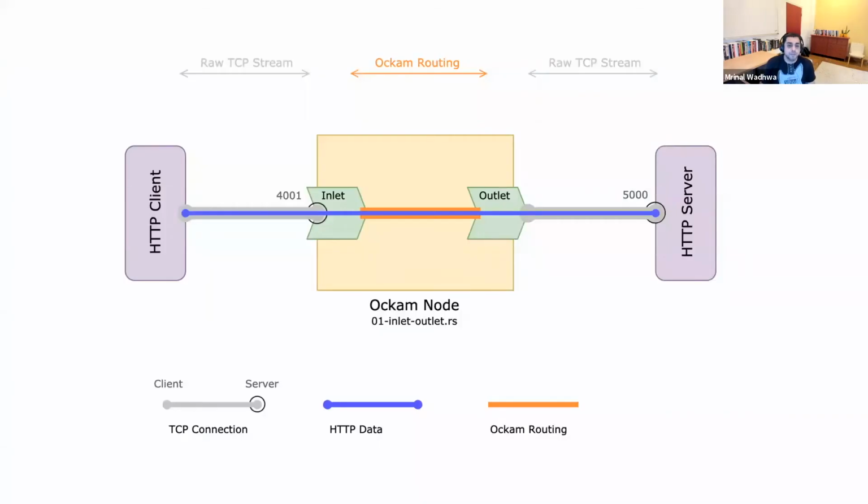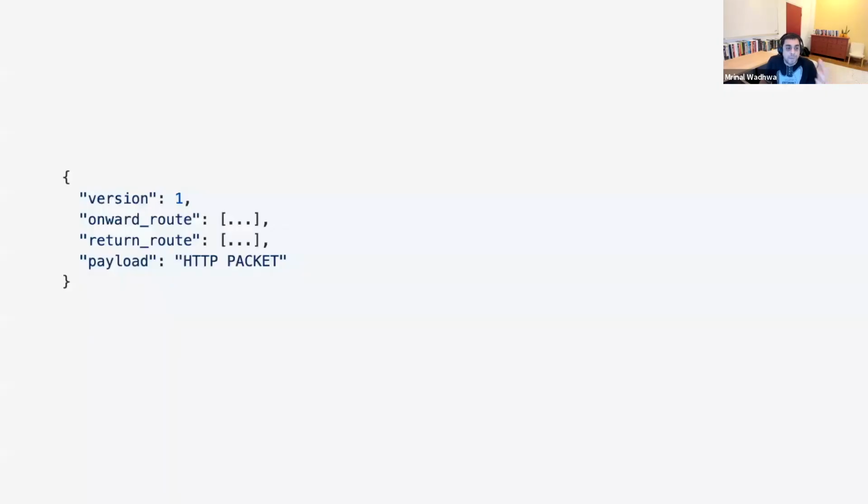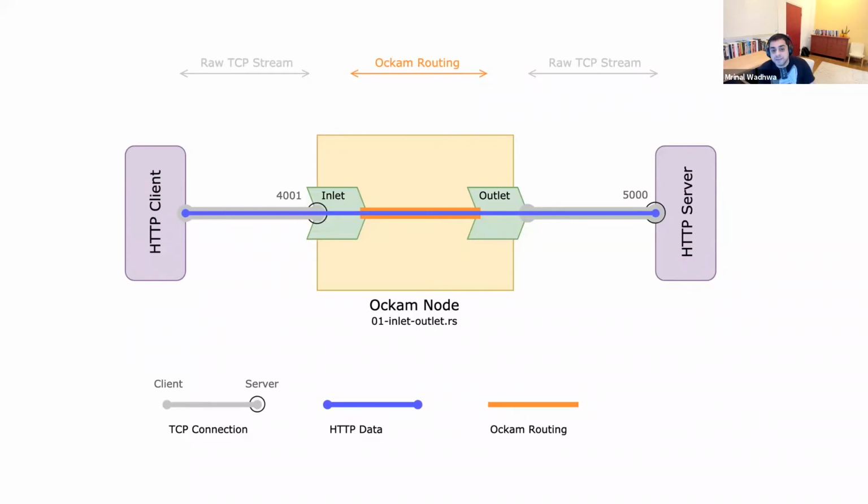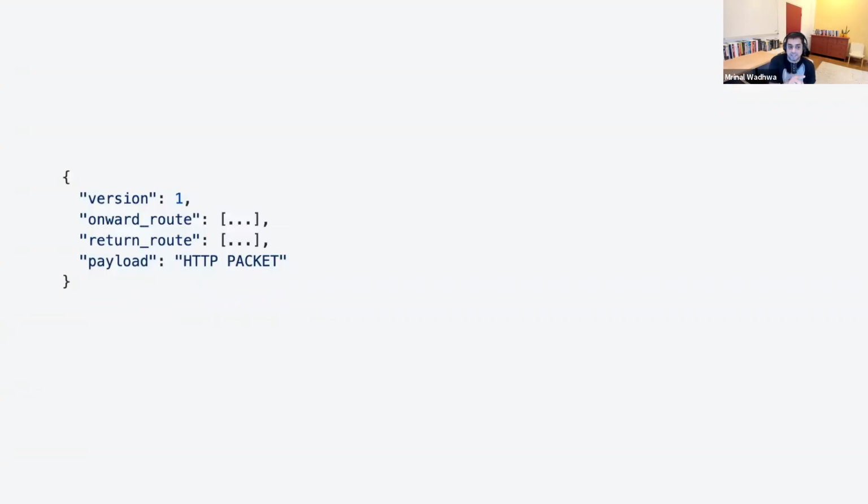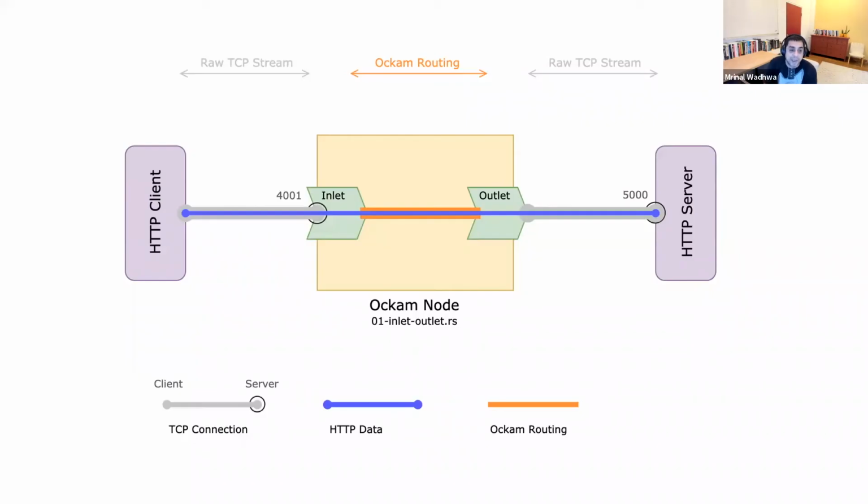So this is where I want to introduce another useful building block abstraction, which is this idea of an inlet. An inlet turns raw data into an Ockam routing message. So that green box, the inlet, takes a raw HTTP packet and turns it into a message that looks like this. An outlet, that second green little arrow shape, takes an Ockam routing message that looks like this and turns it back into a raw message, the HTTP packet in this case.